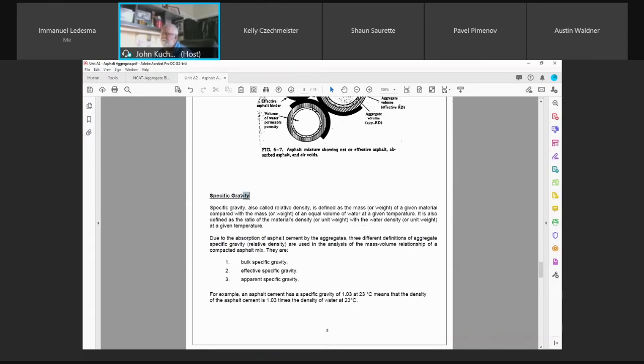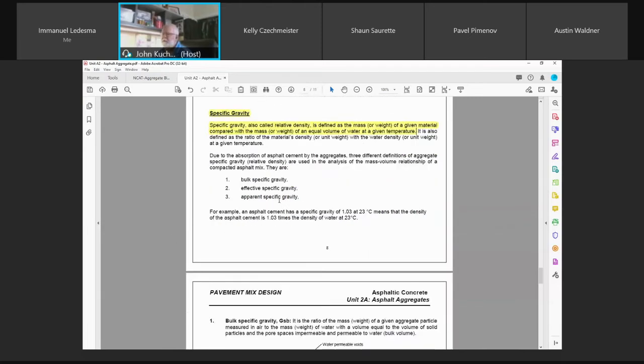Specific gravity, also called relative density, is defined as the mass or weight of a given material compared with the mass or weight of an equal volume of water at a given temperature. So it's going to be equal volume and the same temperature, because volumes change with temperature. That is essentially the generic definition for specific gravity or relative density. The three we have are the bulk, effective, and the apparent. And again, we typically talk specific gravities at 23 degrees Celsius. Remember, you calculate it back.